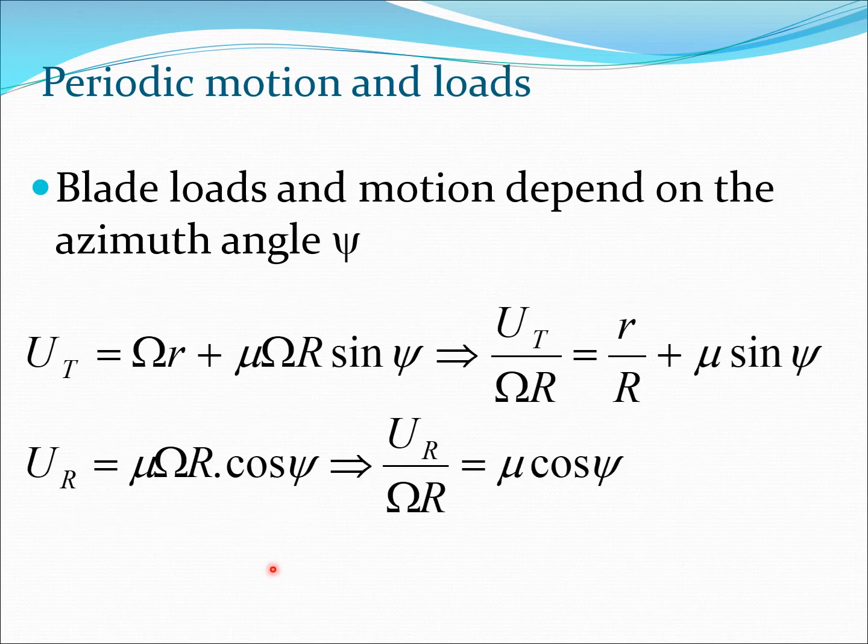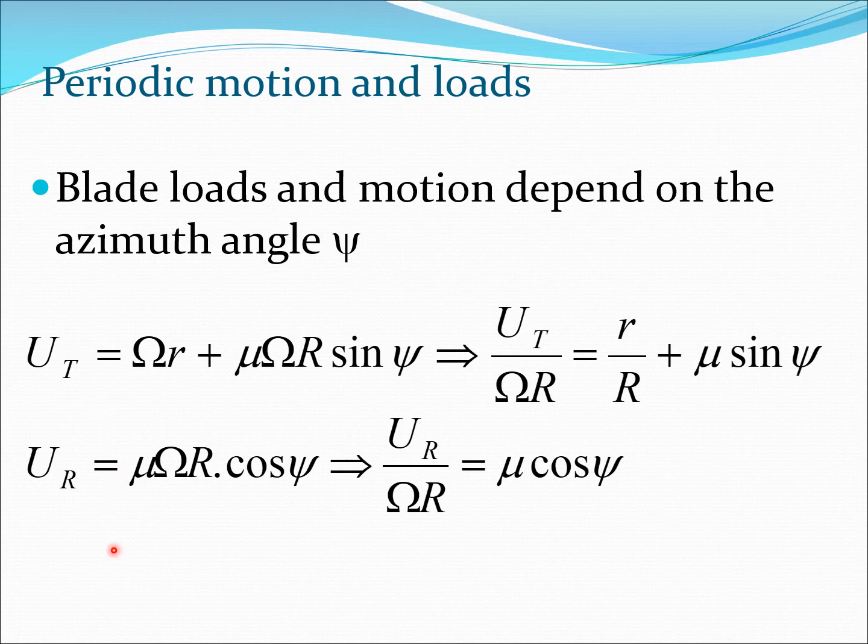So now let's take a step back and go back to our equation for UT and UR. You are going to immediately realize that the presence of forward flight, which essentially comes in through this mu term, leads to the presence of sine psi and cosine psi in these equations for velocity. Now remember, when mu was 0, these were just functions of small r, which is the radial station on the blade. So therefore the blade loads and motion are also going to become functions of sine psi and cosine psi.